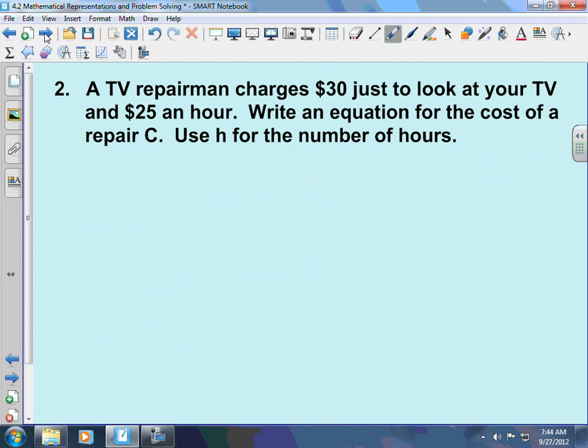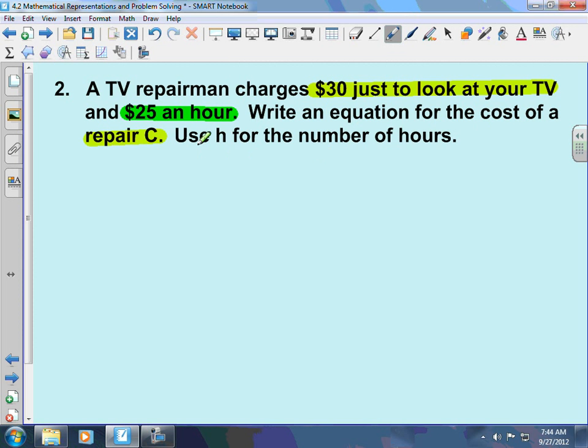Okay, go ahead and pause the video and do number 2. Look back to number 1 if you need to. And then start the video again and see if you got it right. Okay, a TV repairman charges $30 just to look at your TV. That's the number that isn't going to change. But he also charges $25 an hour. That number will change. If he's there 1 hour, it's 25. If he's there 2 hours, it's 50.